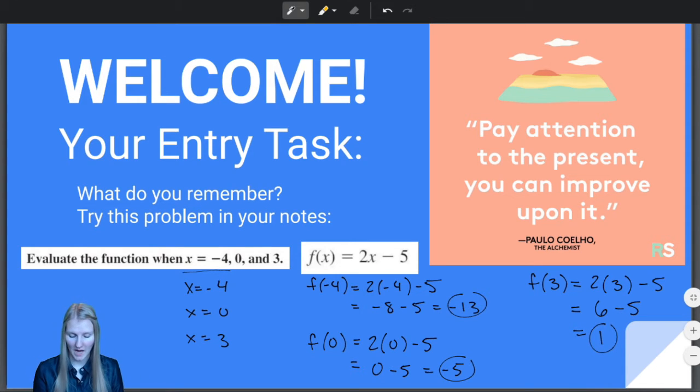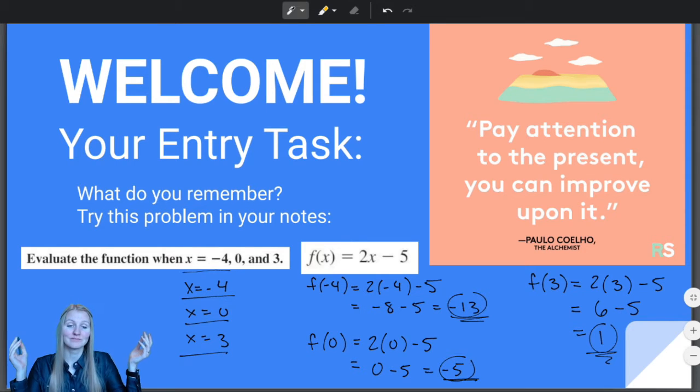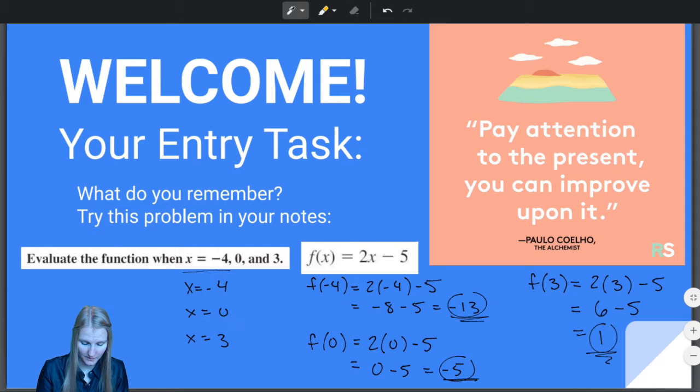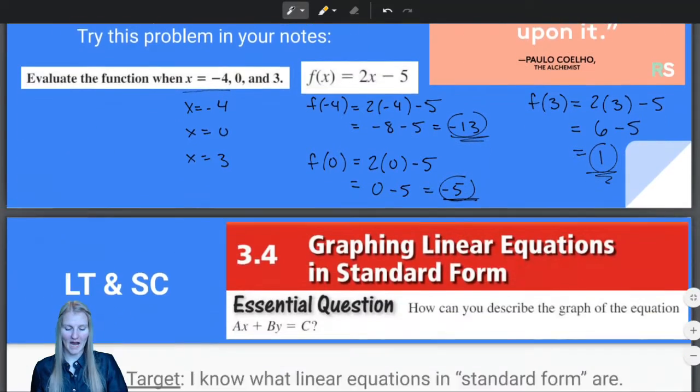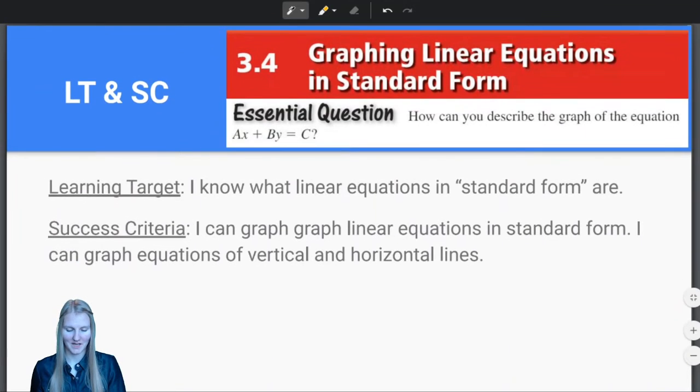So there you go. When x is -4, we get -13. When x is 0, we get -5. And when x is 3, we get 1. Okay, wonderful. Let's go ahead and move on to what we have for today.